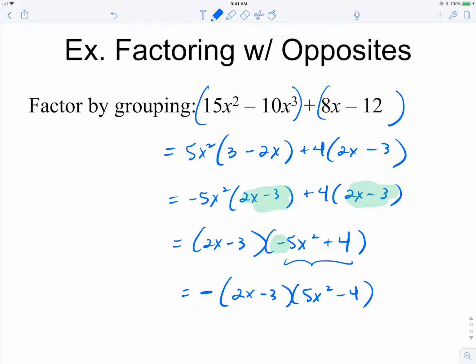Okay. Remember, we are going to be using this skill of factoring very soon when we're working with quadratics.